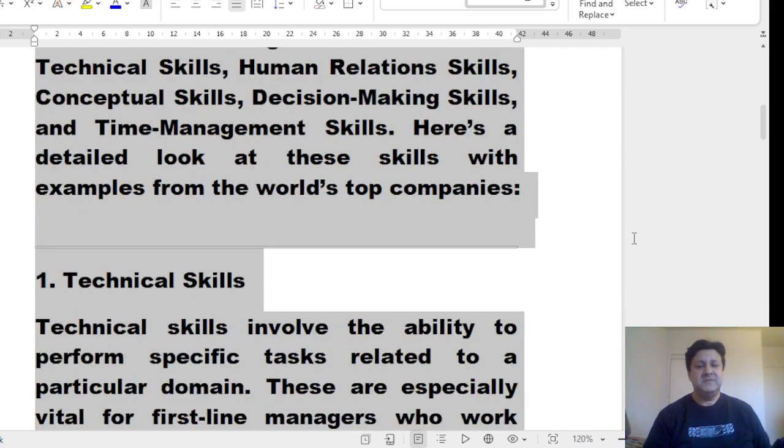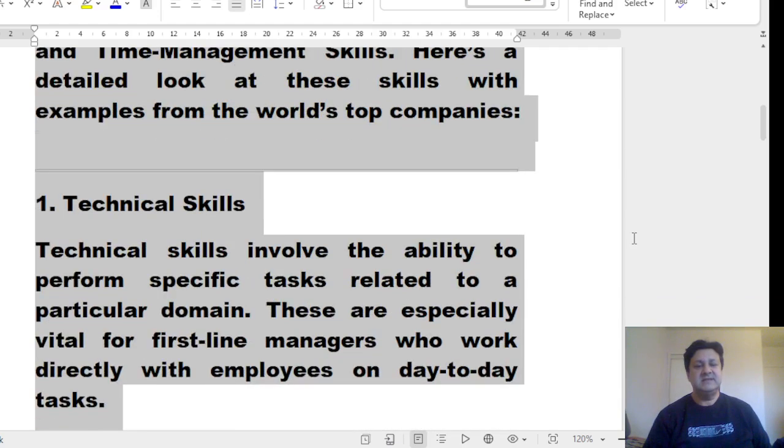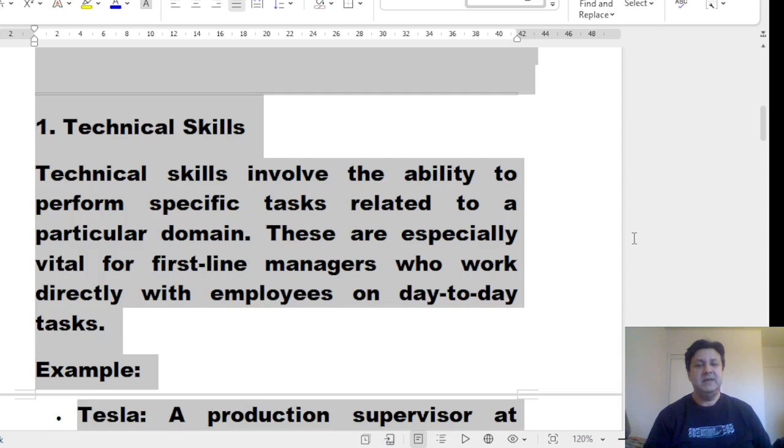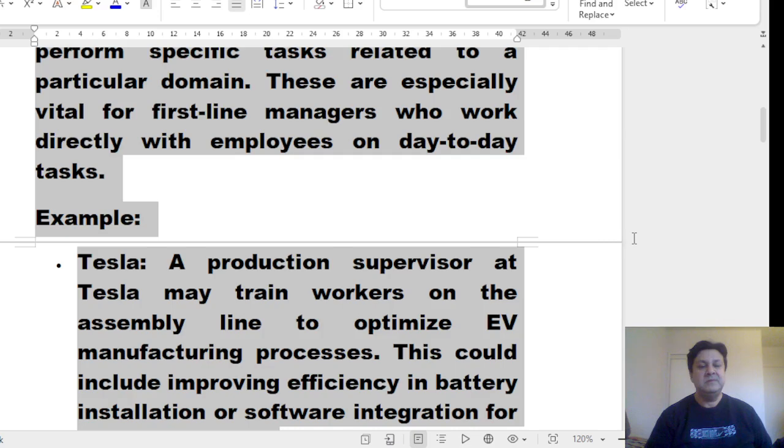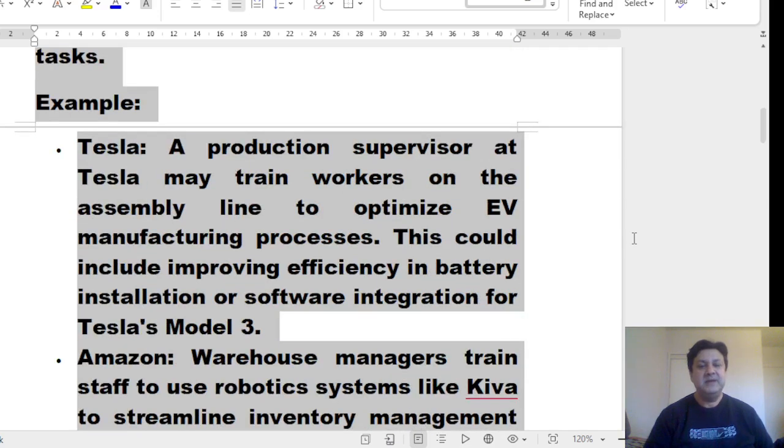Here are some of the examples. Technical skills. Technical skills involve the ability to perform specific tasks related to a particular domain. These are especially vital for first line managers who work directly with employees on day to day tasks. Example, Tesla. A production supervisor at Tesla may train workers on the assembly line to optimize the EV manufacturing process.